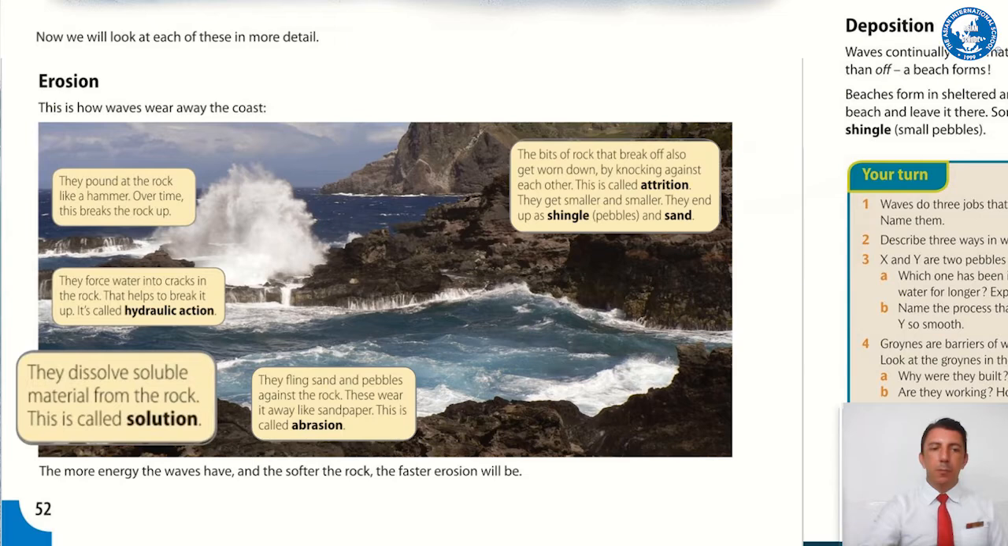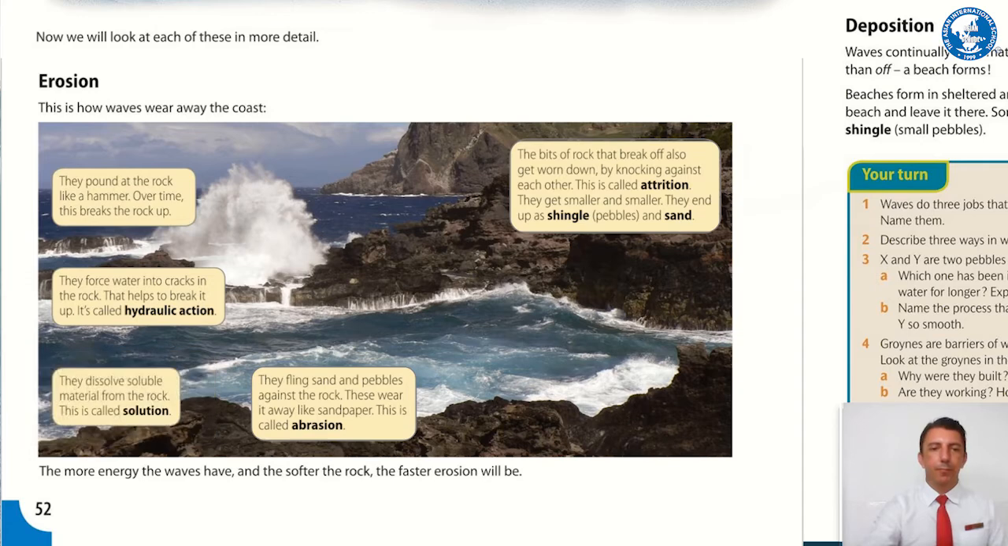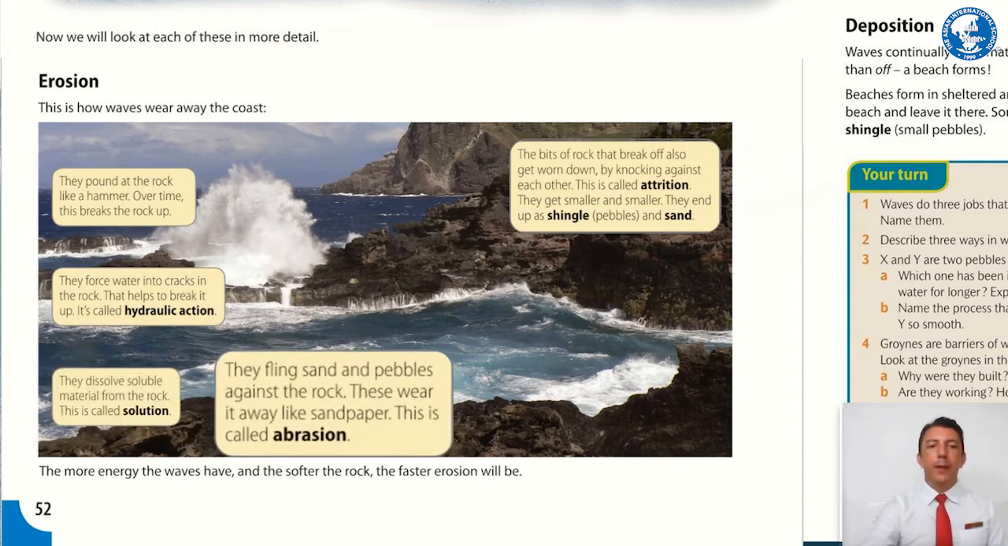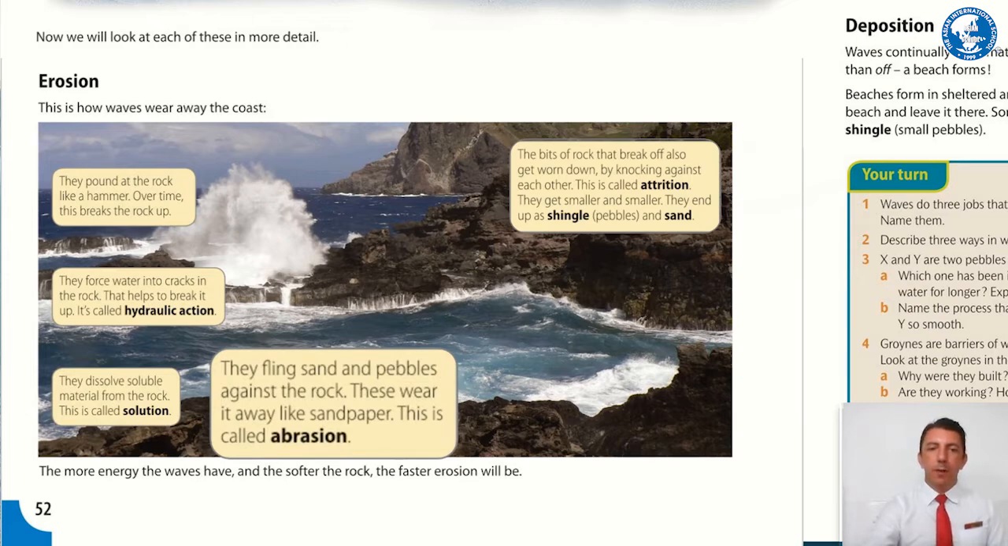They dissolve soluble material in the rock. This is called solution. They fling or throw sand and pebbles against the rock. These wear it away like sandpaper. It's called abrasion. So abrasion is basically little pieces of sand or stones in the water that rub away at the rock on the coastline. They scratch away the coastline.